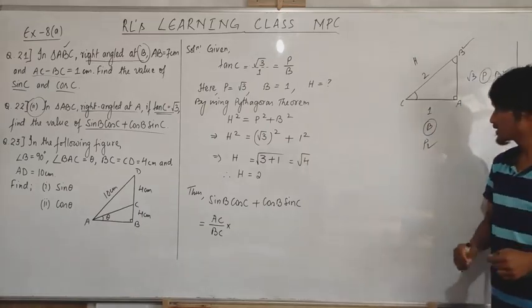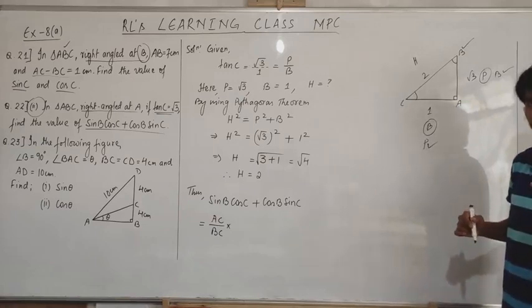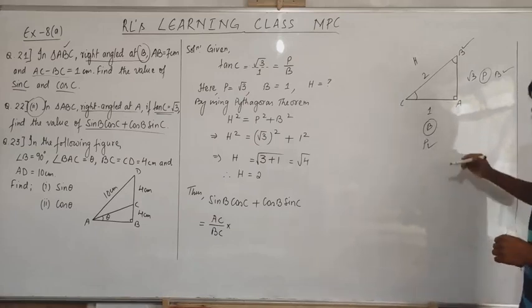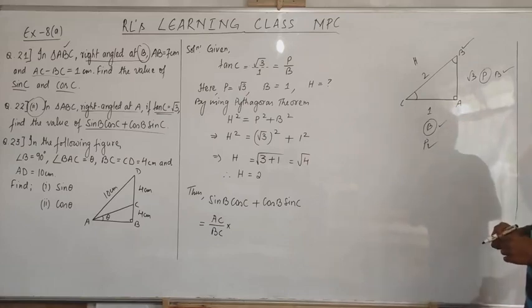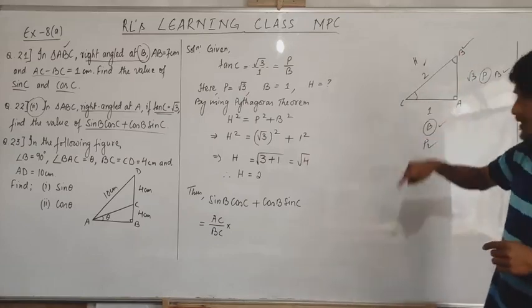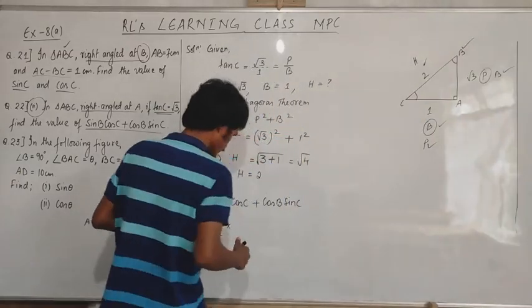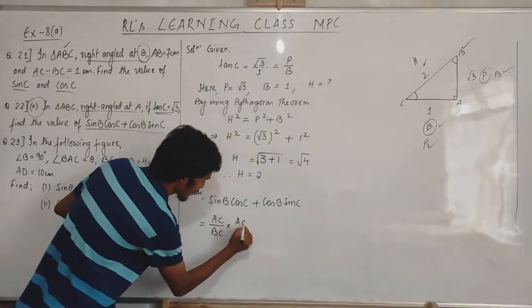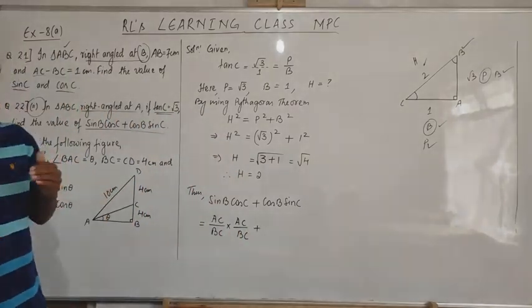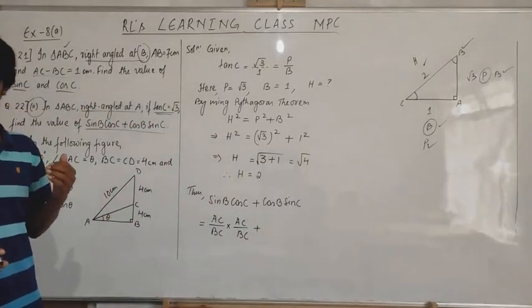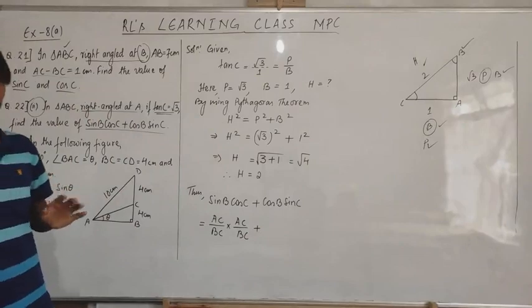But here is cos C. Cos C means base by hypotenuse, B by H. Then this will be the base, then this will be hypotenuse, again 1 by 2, again AC by BC. Using this one is very confusing, but if you use formulas, it's very, very simple. We'll come to that.